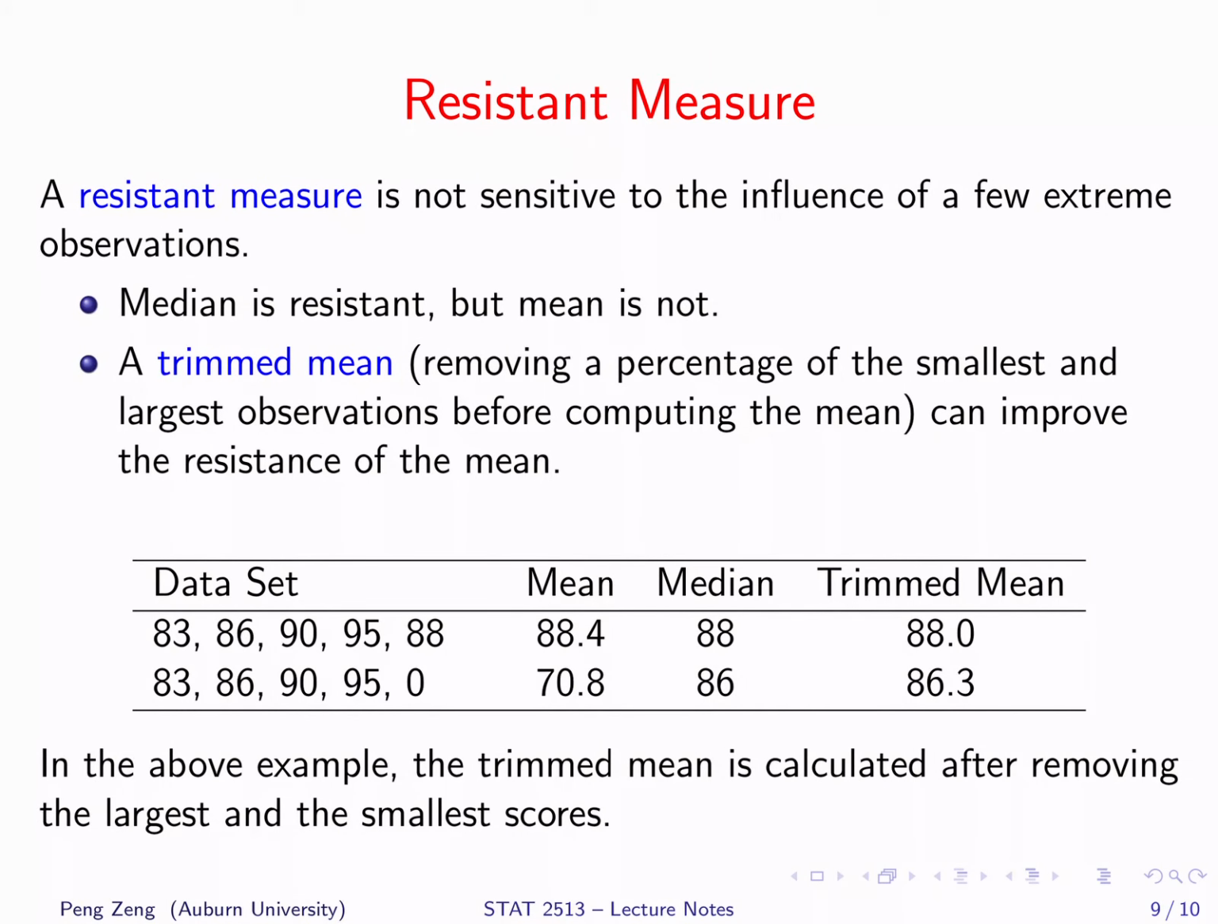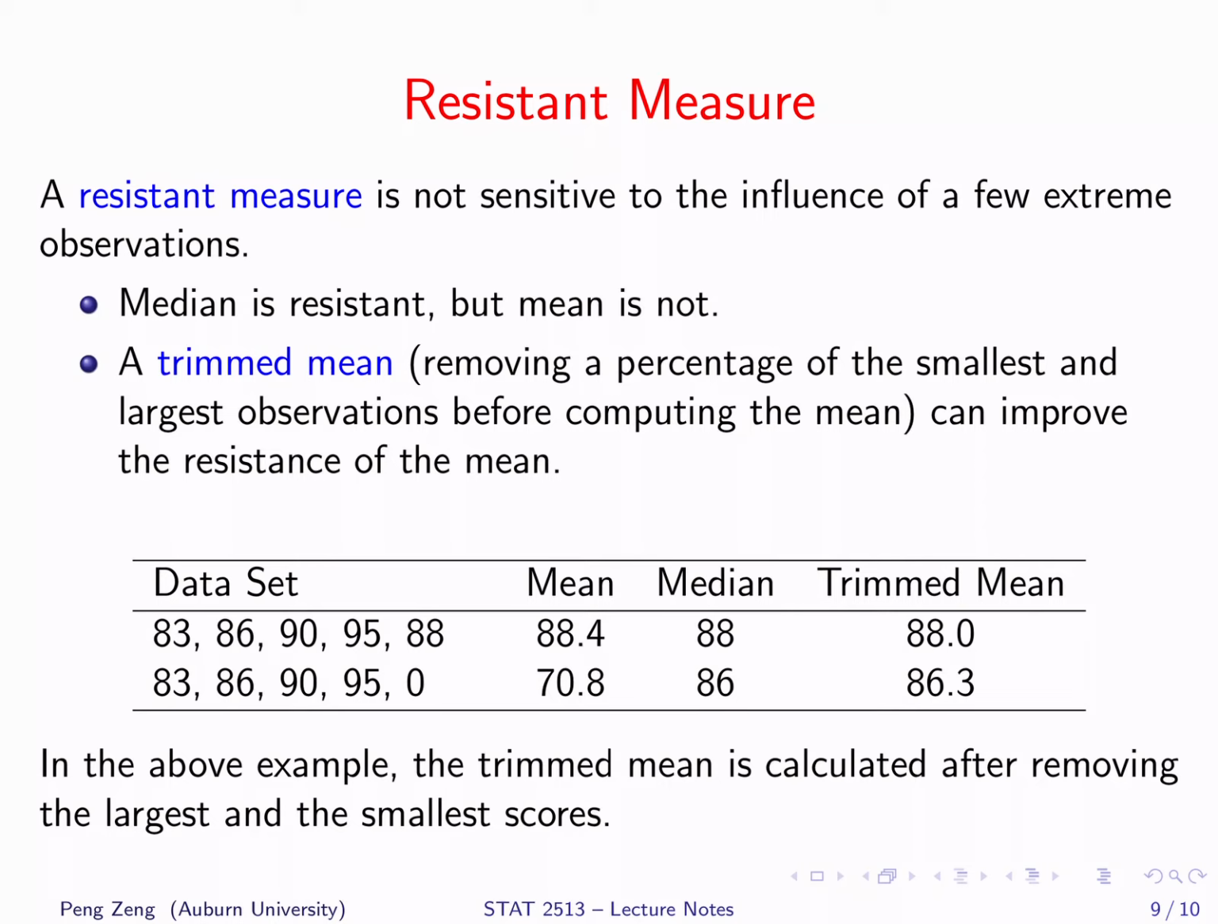Resistance measure is a concept that can help us understand the difference between mean and median. A resistant measure is not sensitive to the influence of a few extreme observations. Median is resistant, but mean is not.